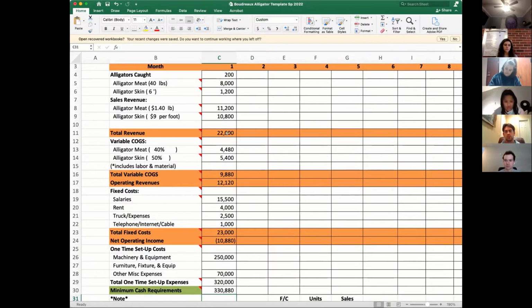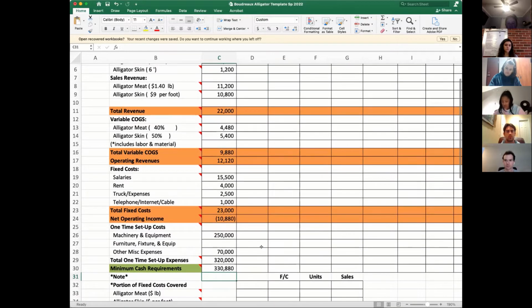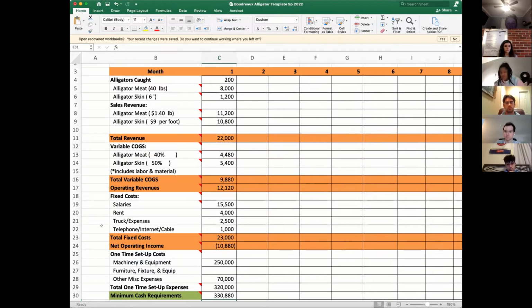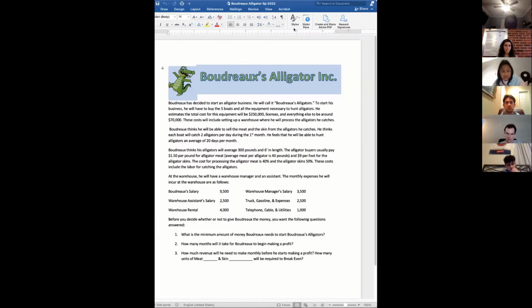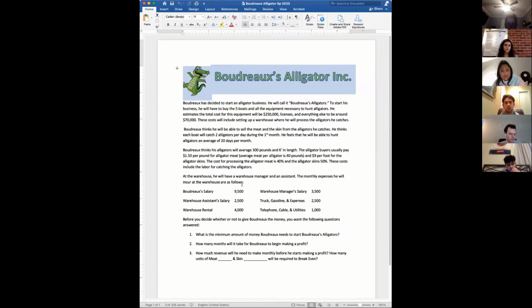So you see what we have here, we figured out the revenues, we figured out the variable costs, we did the fixed cost, and now we looked at the one-time setup costs, and we found our net operating income. This is exactly the sheet I gave you. This is what you will receive. I'll hand this to you, and I'll give you a blank sheet with a template. This is what you'll receive, and it's going to be worth 100 points. The numbers will be changed, but it'll be just like this.